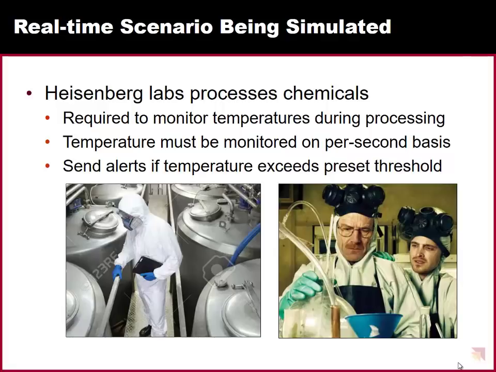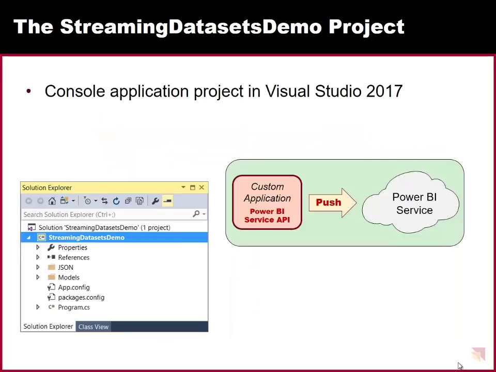Okay, now that we have a real-time scenario, let's look at the project we're going to be working with. It is a Visual Studio 2017 console application, a very simple custom application which is going to create a few different types of datasets, streaming, hybrid, and push datasets, and then push rows in. I've really created this as demoware. Once again, I'm hoping that I've kept the application as simple as possible to make it easy for other people to do the same demos that I'm going to be doing here.